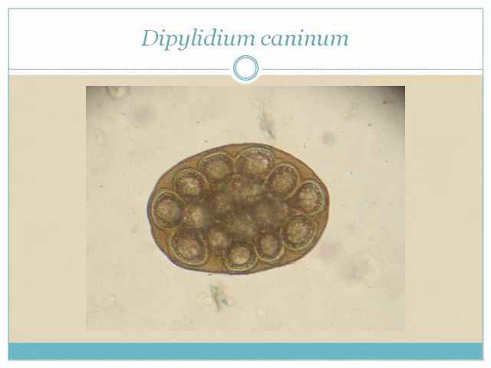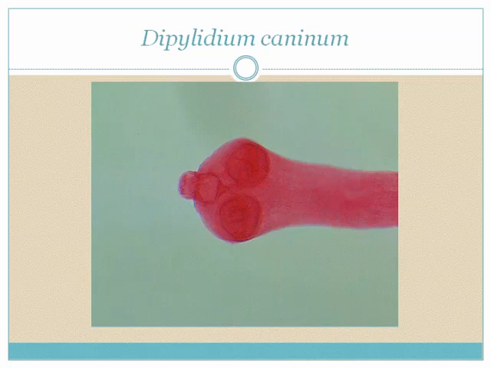Dipylidium caninum. This egg comes as a packet. They're colorless eggs, and they each have a 6-hooked oncosphere inside of them. So each one of these is an egg. The scolex of Dipylidium caninum has 4 suckers.